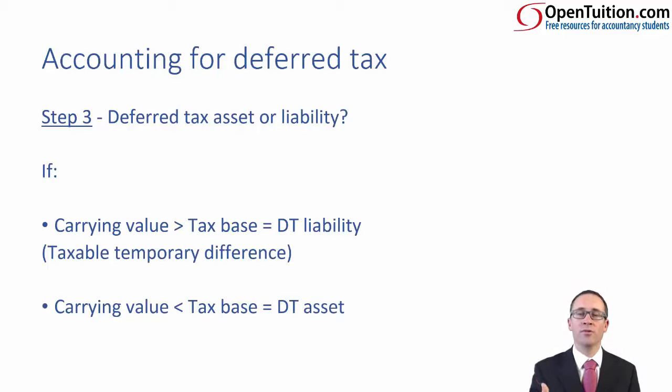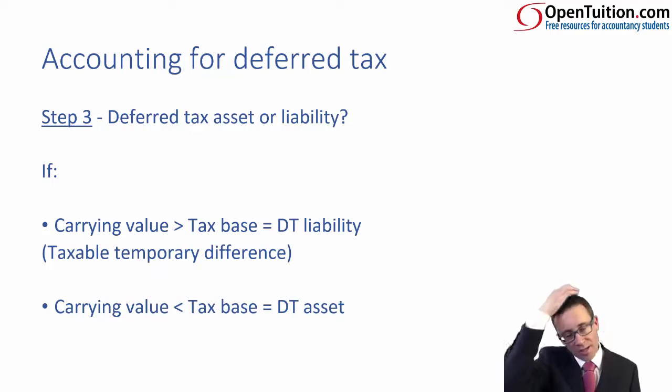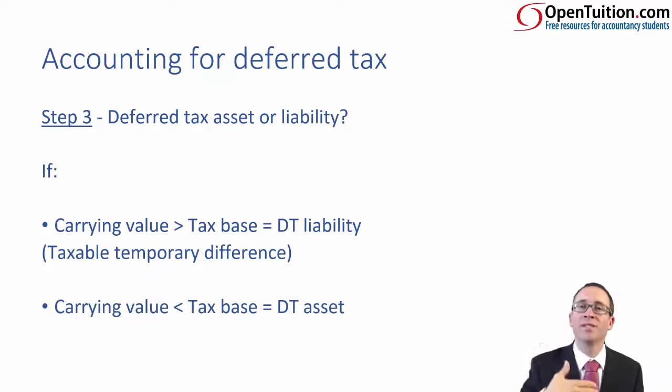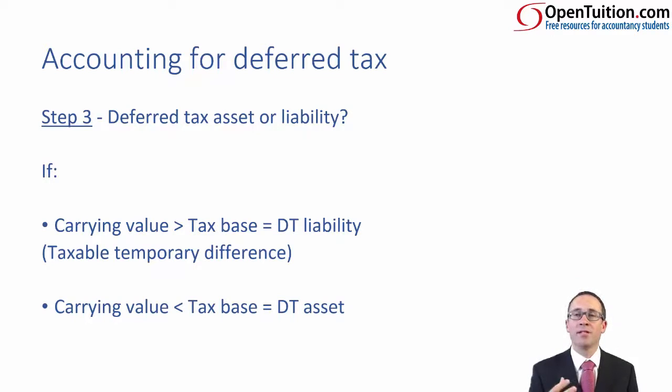So when you're working through the steps, sometimes you need to be careful whereabouts you already are within those steps, because you may be given the temporary difference. If that's the case, you'll be told that it is taxable, in which case it's a deferred tax liability. Based on that argument, if the carrying value is less than the tax base, there is a deferred tax asset. That means that we are saving tax in the future.